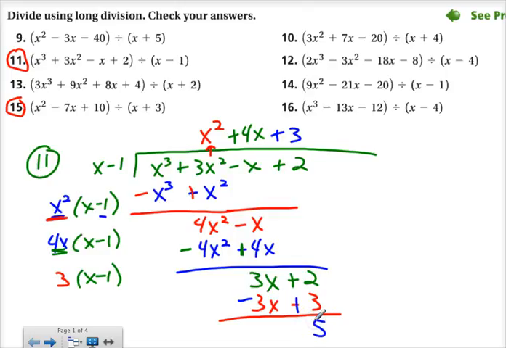Now, there isn't any way for us to multiply x minus 1 by something and get it to be 5. It isn't going to happen. So what we have to do here is just leave that as our remainder. So this will be plus 5, since it's a positive 5, over x minus 1, our divisor there. So our answer is x squared plus 4x plus 3 plus 5 over x minus 1.